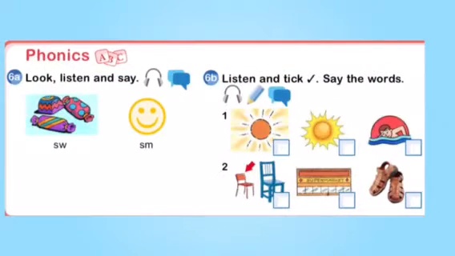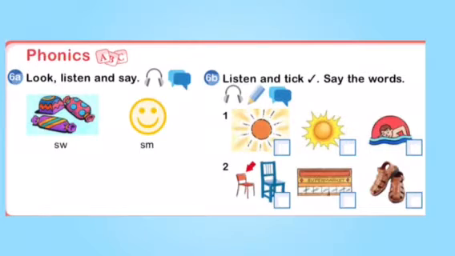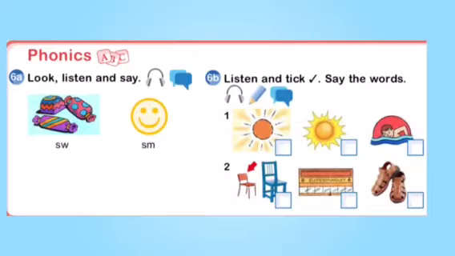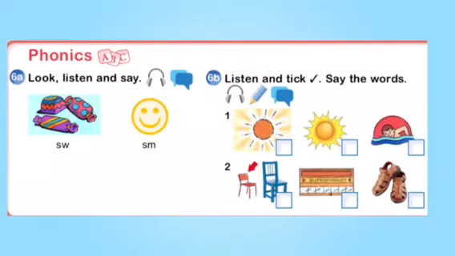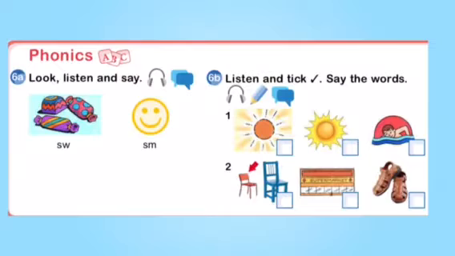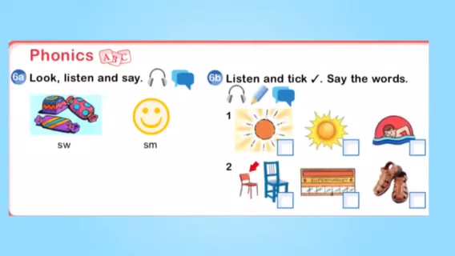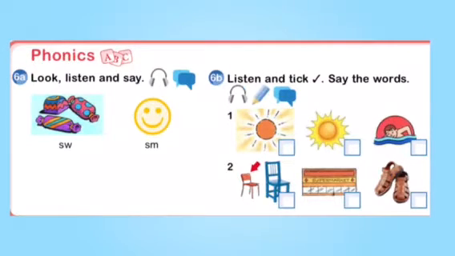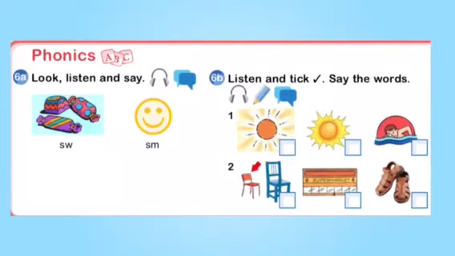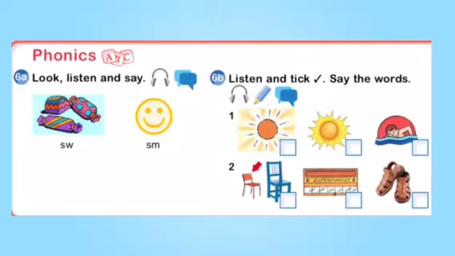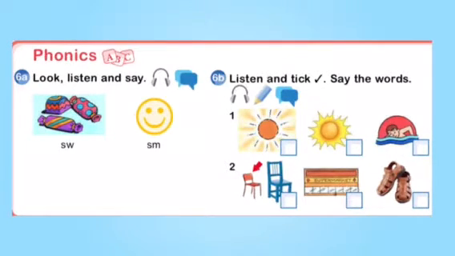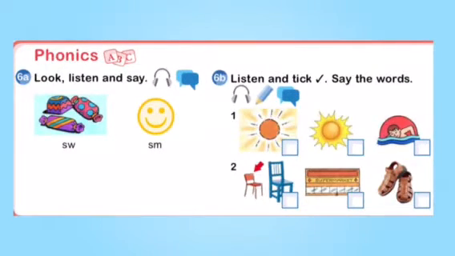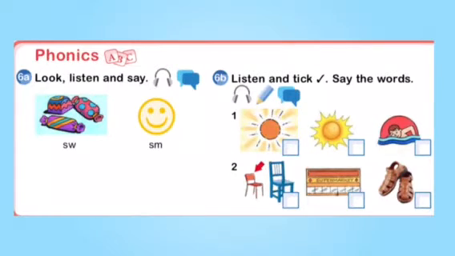Later, Unit 6, Lesson 2, Phonics, Activity 6A. Look, listen and say. Narrator, swa, swa, swa. Sweets. The second picture, sma, sma, sma. Smile. Let's go to activity 2B, okay? Activity 2B, narrator, swa, swa, swa.